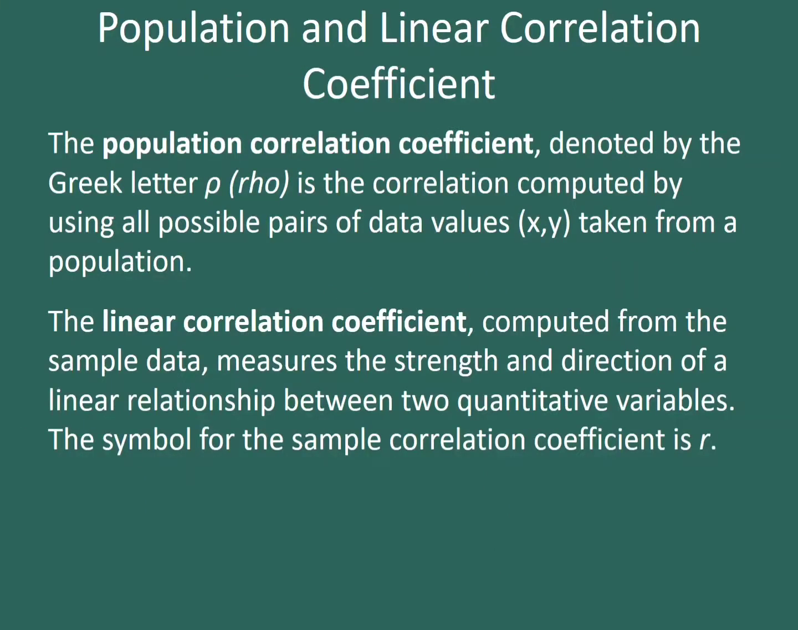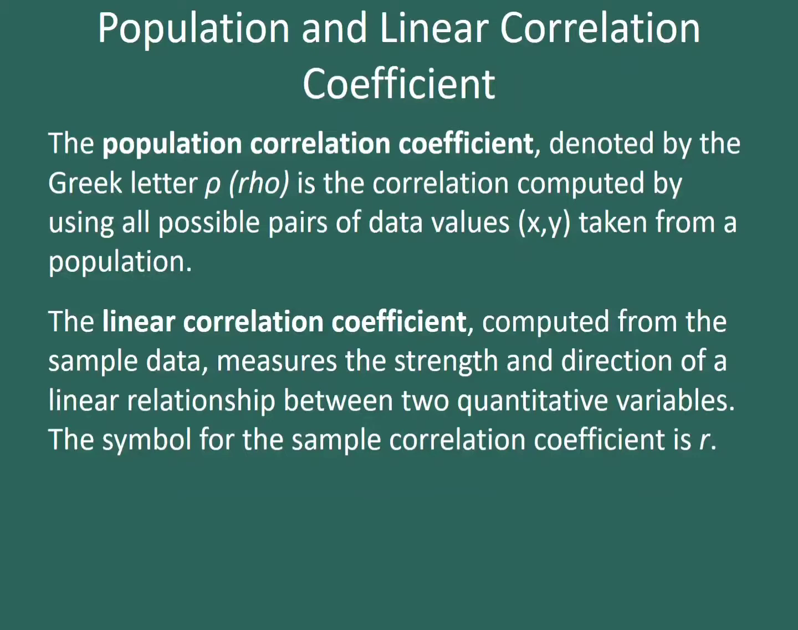Population and linear correlation coefficients. So the population correlation coefficient, denoted by the Greek letter rho, so it looks like a P, just kind of a fatter head in a sense, is a correlation computed by using all possible pairs of data values x, y taken from a population.